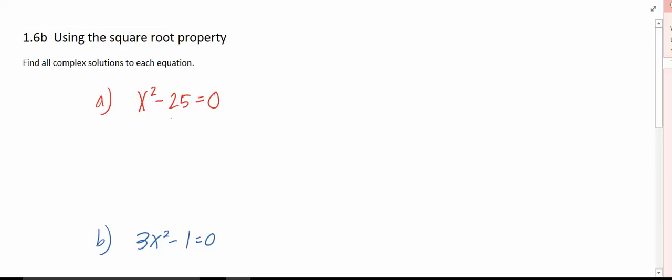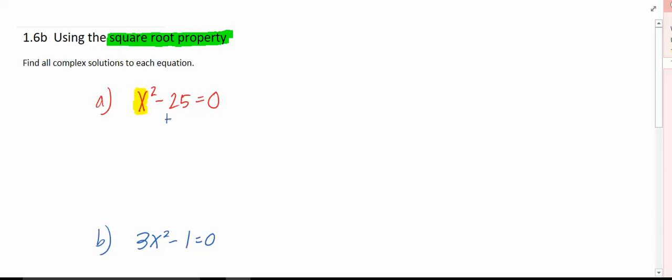I want you to notice something about these equations. I want you to notice that x is in one spot. When x is in one location, then we can use the square root property. In other words, we can just go ahead and isolate that variable and take the square root of both sides. Let's take a look at what that means.